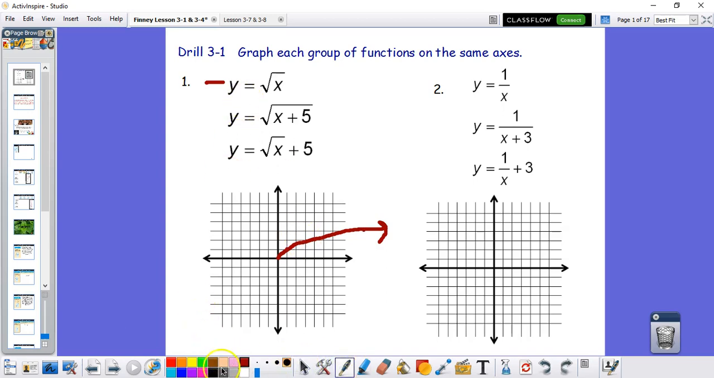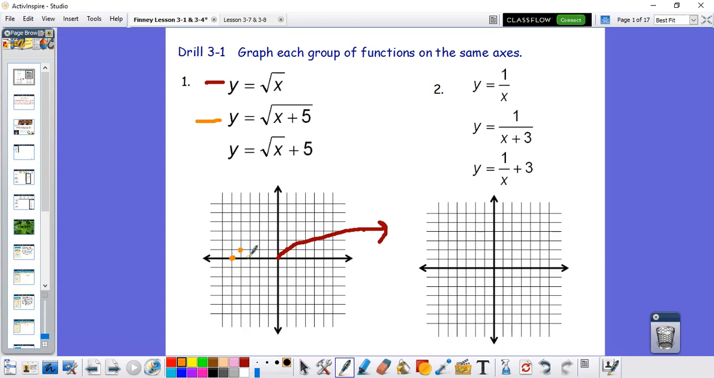Now I have that graph, so I'm going to pick a different color, and it says to graph the square root of x plus 5. Well, the first thing I'm worried about is that I can't take the square root of negative numbers, so I'm going to try to start with negative 5. What is the square root of negative 5 plus 5? Negative 5 plus 5 is 0. So what happens if I put in negative 4? Negative 4 plus 5 is 1, and the square root of that is 1.